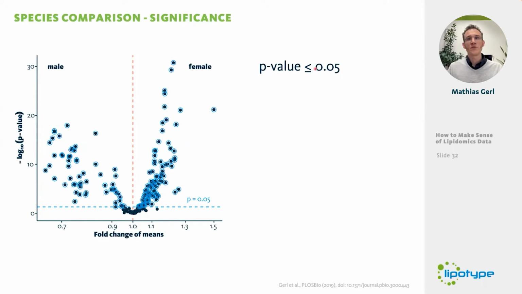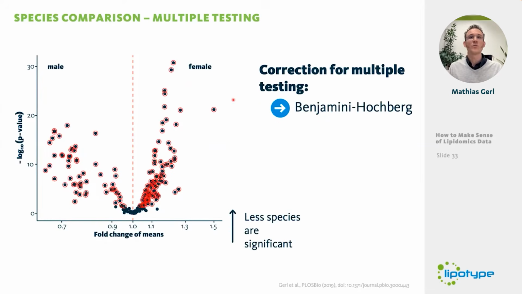But this 0.05 means that even if there would be no difference between male and female, you would expect one result in every 20 tests. So if you do 20 tests, you expect one false positive. But if you now do hundreds of tests, you expect actually quite a few. So what you need to do here is correct for multiple testing.